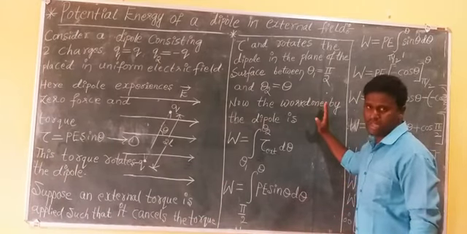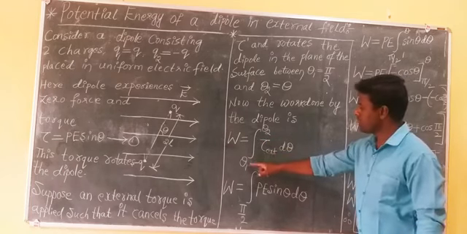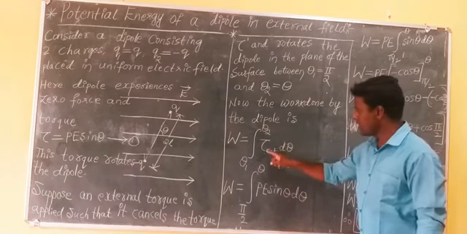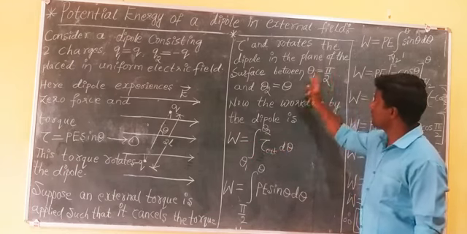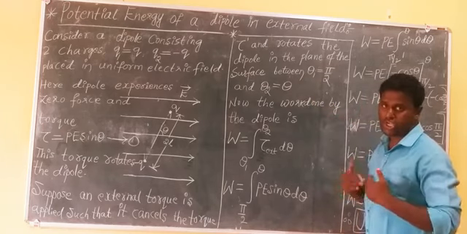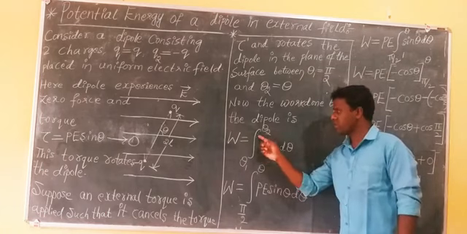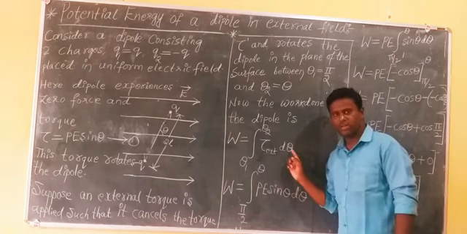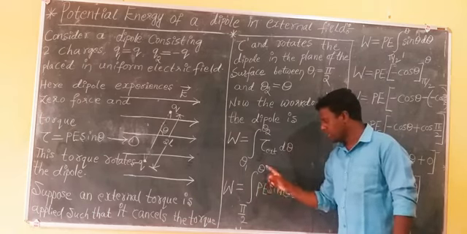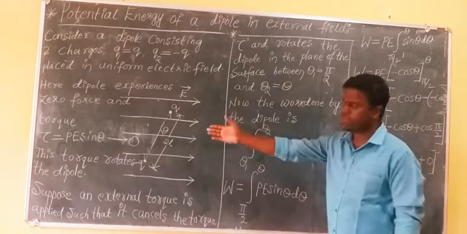That work done by the external torque is given by W equals integration from theta 1 to theta 2 of tau external into d theta. This d theta means the rotation between the two angles, pi by 2 to theta. So here W equals integration from theta 1 equals pi by 2 to theta 2 equals theta of tau external d theta, equation number 1.